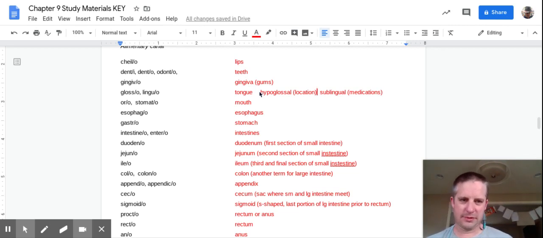We have a couple different mouth words: oro, stomato. Again, they come from generally Latin words, and I'm not sure why we have more than one, but we do. Esophago is esophagus. We know that one. We've seen it before. Gastro, we've seen. Intestino and entero, we've seen those before too.